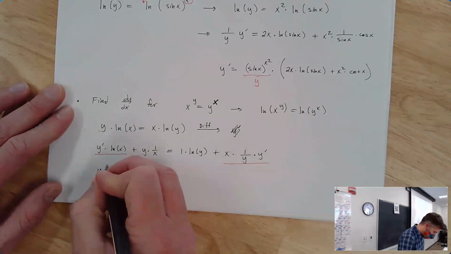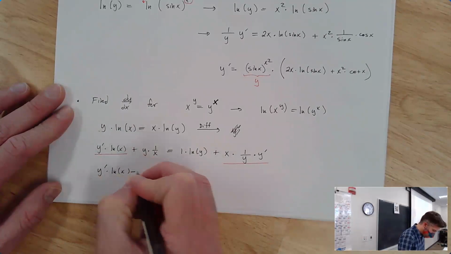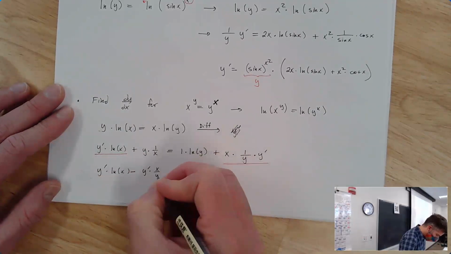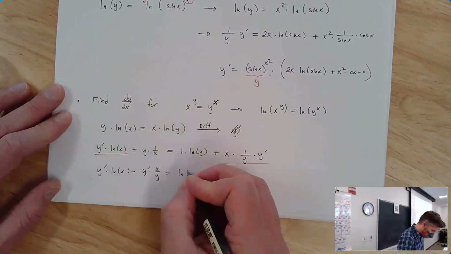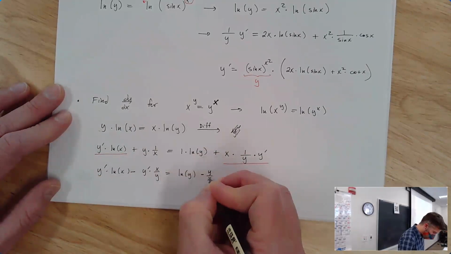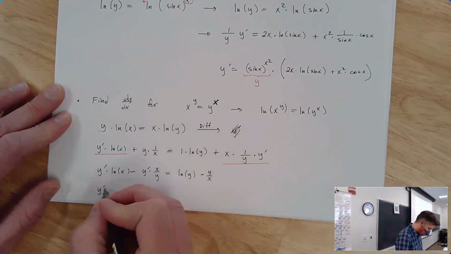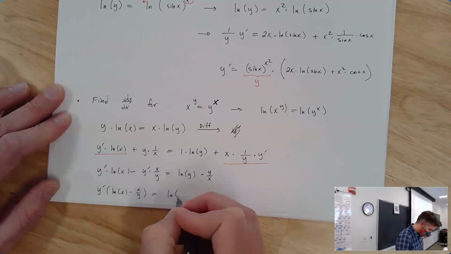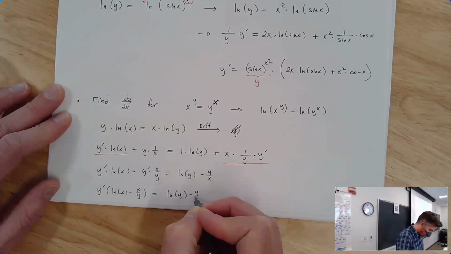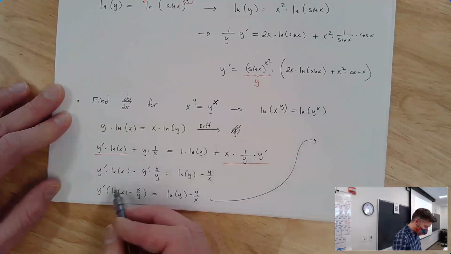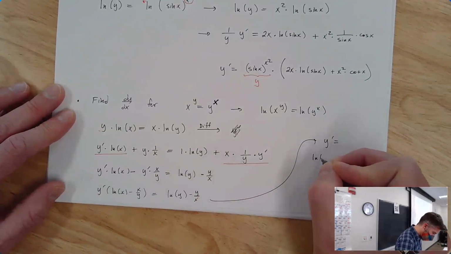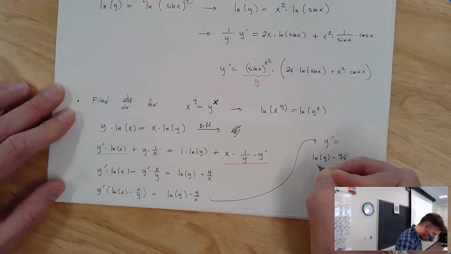And the non-y primes on the other side. So y prime times natural log of x minus y prime times x over y, equal to natural log of y minus y over x. Factor out a y prime. We got y prime times natural log of x minus x over y, still equal to natural log of y minus y over x. And then finally, dividing, I'm going to get y prime equal to the natural log of y minus y over x, divided by the natural log of x minus x over y.